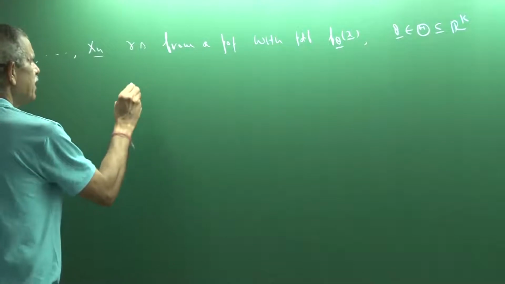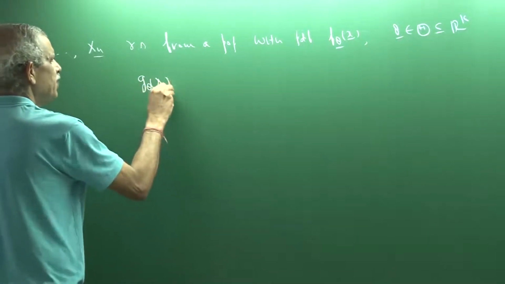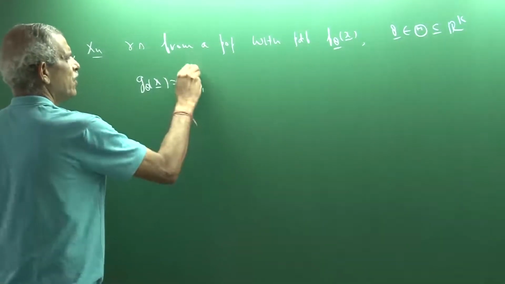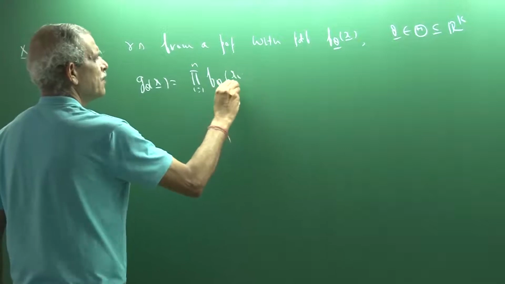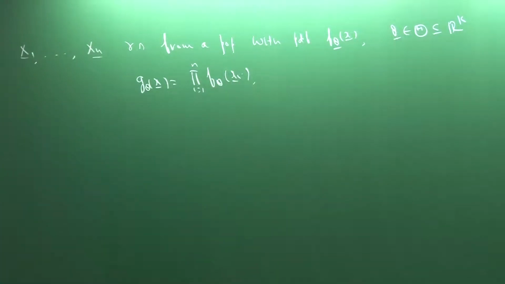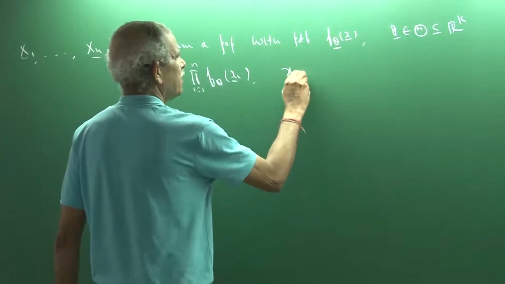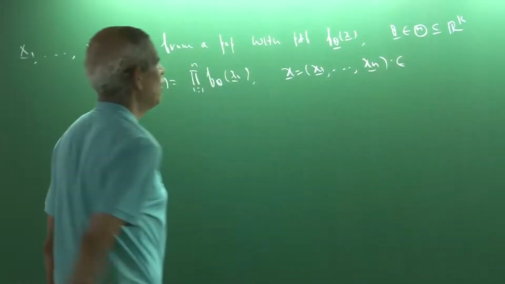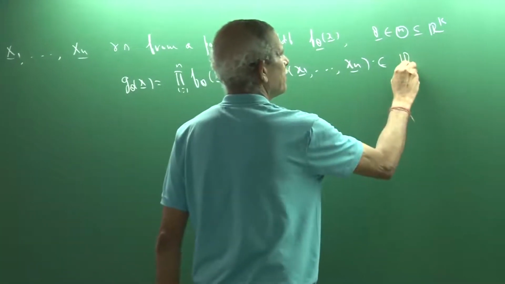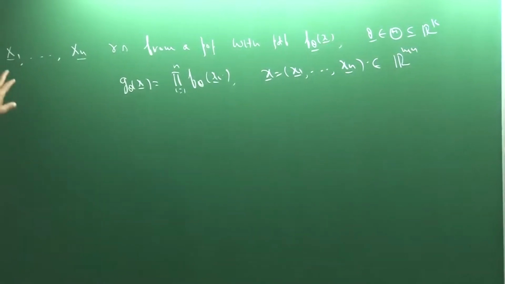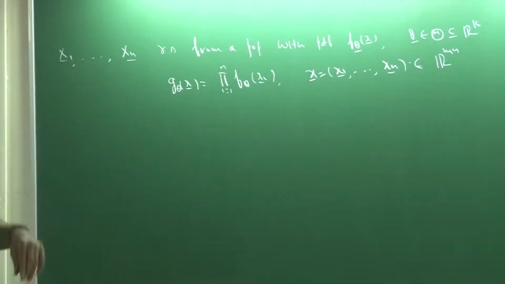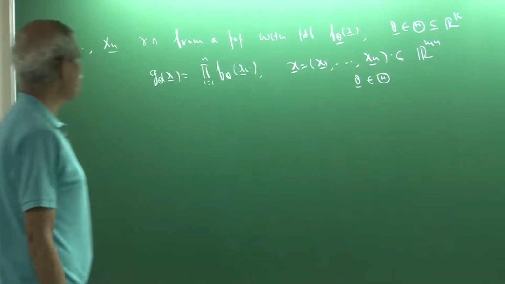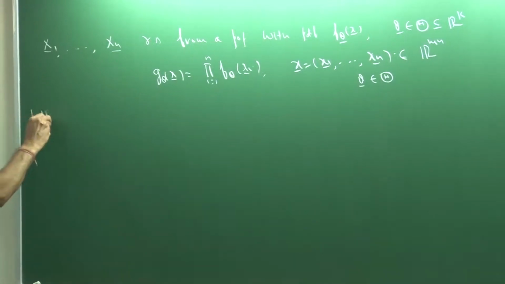So I consider their joint likelihood function, joint PDF g theta x, which is the product i equal to 1 to n f theta xi, where x is the vector x1, x2, xn, which belongs to, let us say, Rmn. So each of these random vectors are m-dimensional random vectors, and theta belongs to Theta. Then we talked about the likelihood function.